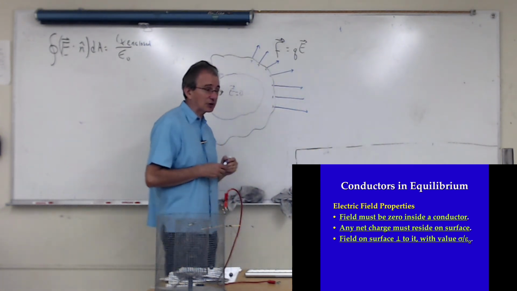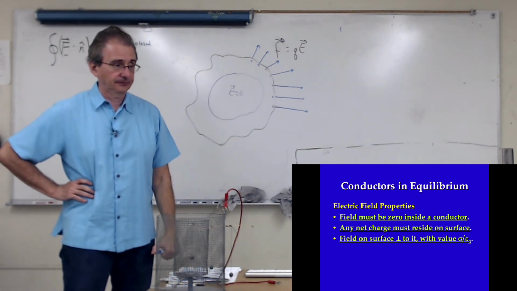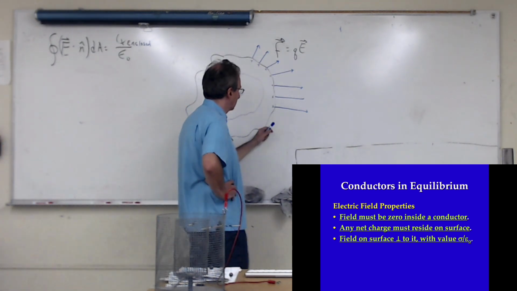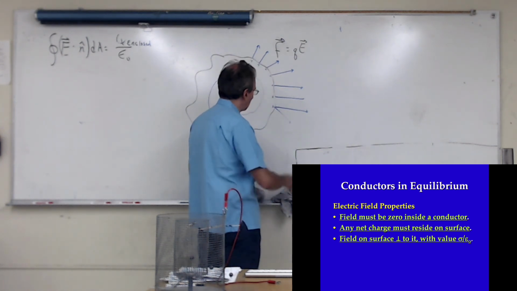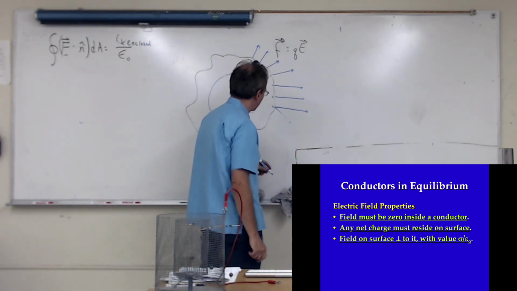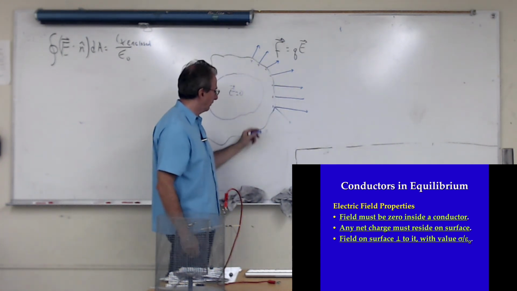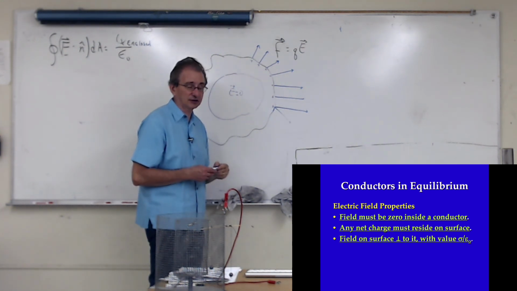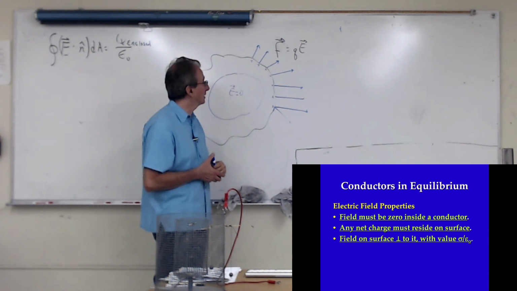It's always perpendicular to the surface of a conductor. It has to be. Why? Well, imagine the electric field pointed this way. That would mean it would have a component pointing perpendicular to the surface and a component pointing tangent to the surface. Well, if you have a component pointing tangent to the surface, then these charges are going to want to move in the direction or against the direction of the field. That would mean that this is not 0.